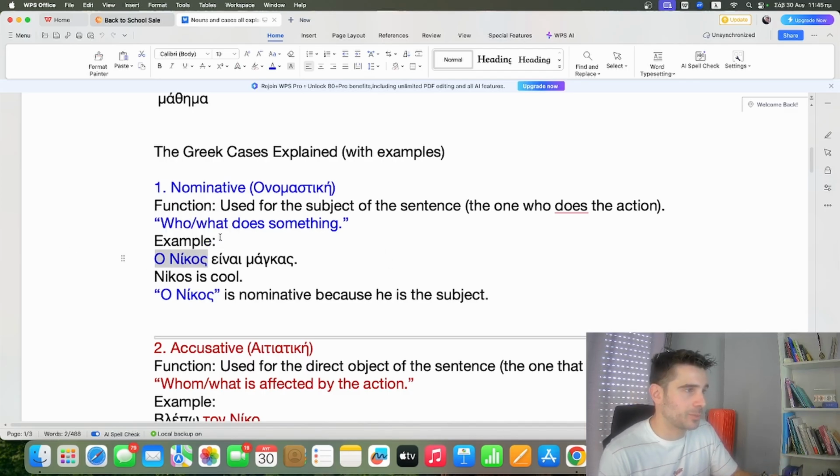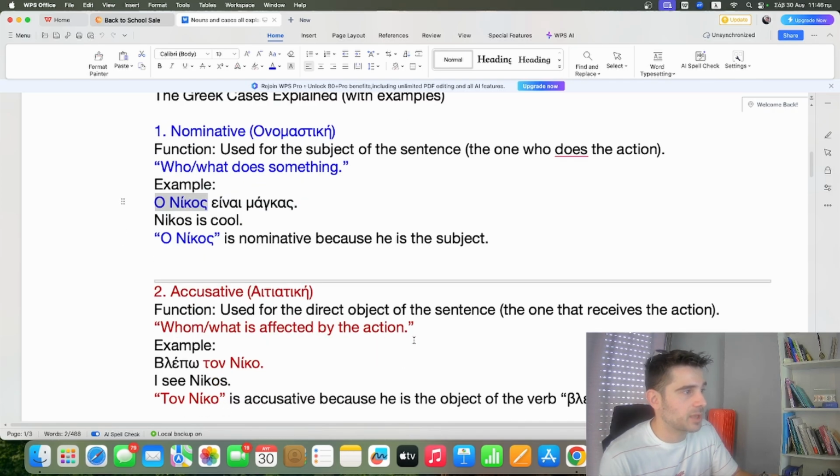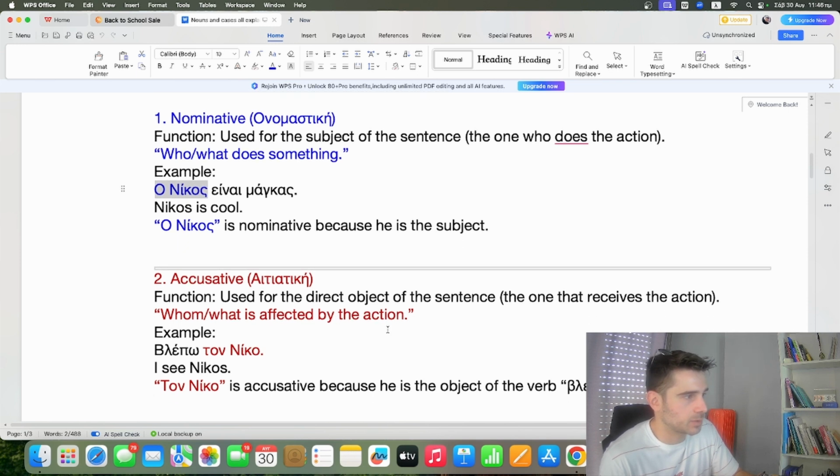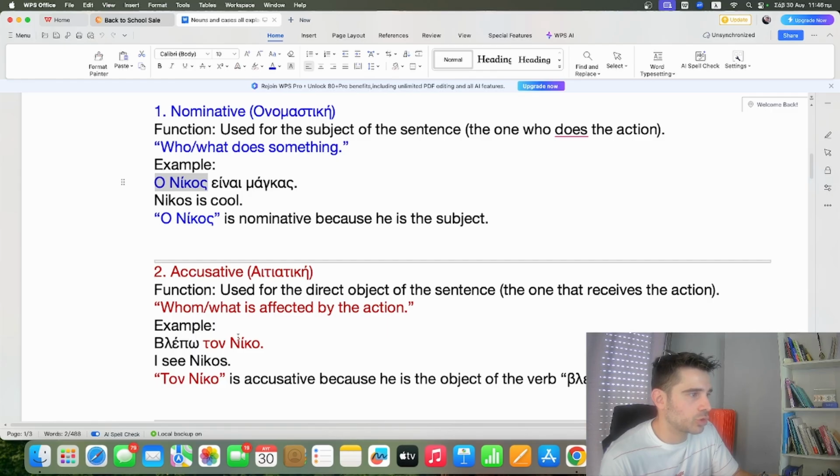That's why the nominative most of times it will be to the left of the verb, and then the accusative, which we use it for the object, it will be to the right of the verb. So accusative used for the direct object of the sentence, the one that receives the action. Λοιπόν, so whom or what is affected by the action. One example, βλέπω τον Νίκο. So, in English it will be I, the subject, see, the verb, Nikos. That's the object. In Greek you have to use ton. And of course you have to change the word endings of the noun.